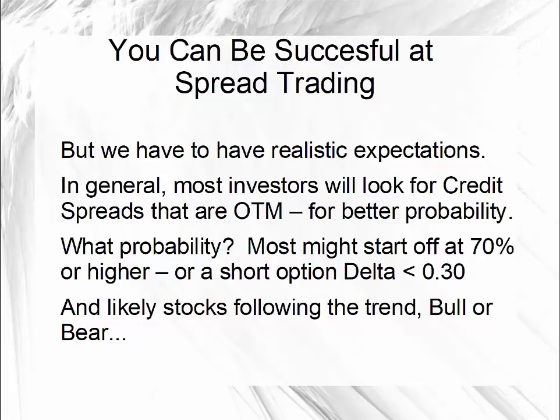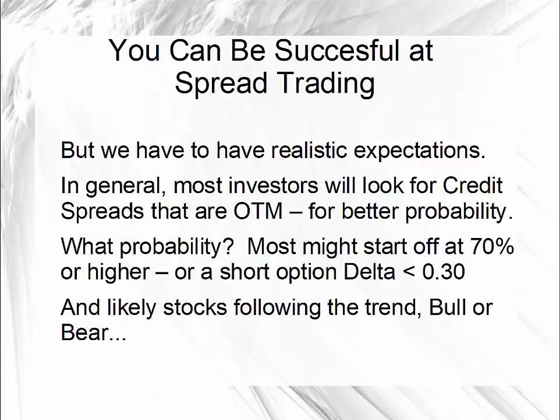Now, when we look at credit spreads, most credit spread traders want to be out of the money. For a bull put credit spread, they want to be below the stock price, and for a bear call, they want to be above, to have the better chance that the stock will stay the same, move up or down slightly, or go in their desired direction so they can essentially profit in three different directions. Of course, if it goes the wrong direction, we could have large losses, and we are going to take a look at that.